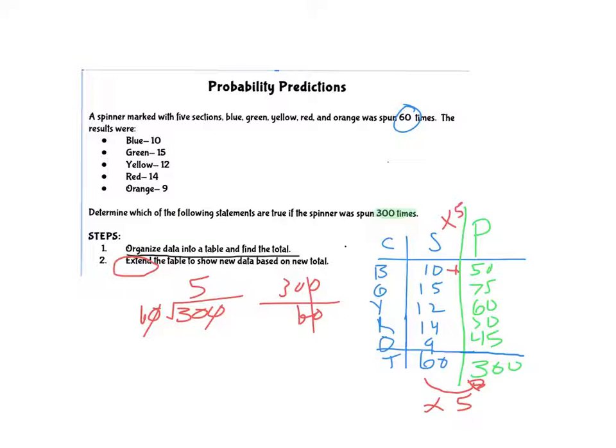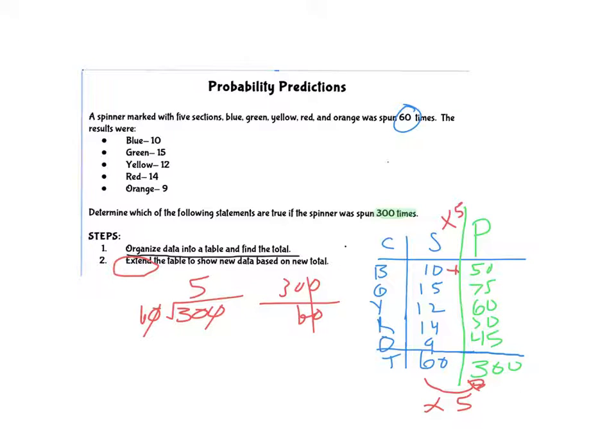So here are our predictions. Based on what we already know and the fact that we're trying to move to 300, we created a ratio. So it means that we're proportional, which means that whatever we're doing to one thing, we're doing to all things. So I'm multiplying everything times 5.